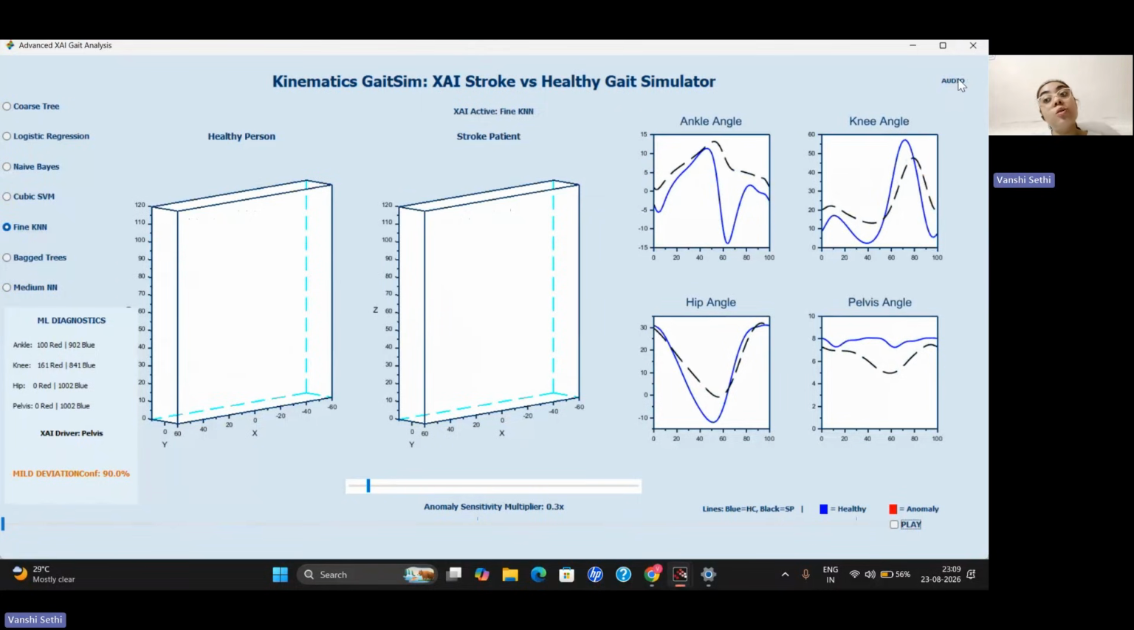And I also included this audio part. If a person wants to use this dashboard and no one is there to tell you how to use it, then this audio will give you the instructions like that.